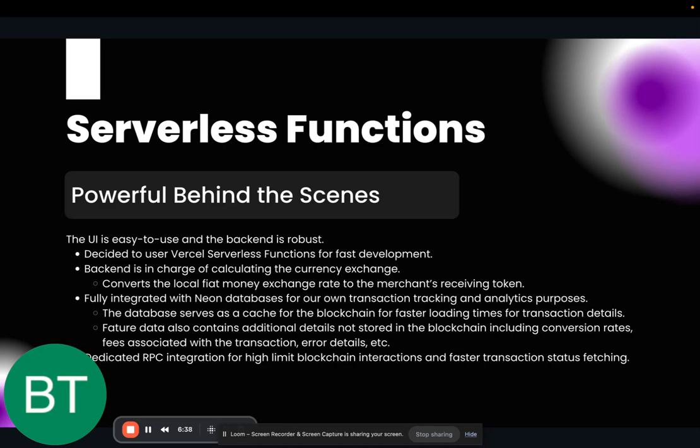The backend is in charge of calculating the currency exchanges, both from the local fiat money to whatever token the merchant wants to receive. It's fully integrated with the Neon database, so we can keep track of transactions and also for analytics purposes. And it serves as the cache of the blockchain, so we can have a faster loading for the merchant's transaction screens. And we also have some additional information in the database, which is not stored in the blockchain. For example, conversion rates, fee associated with transaction, and error details. And we also have a dedicated RPC integration for high limit blockchain interaction and faster transaction status fetching.